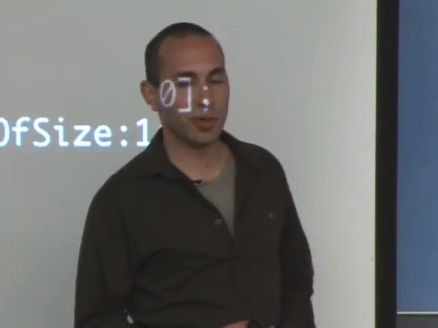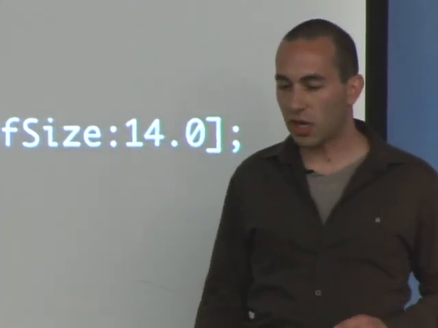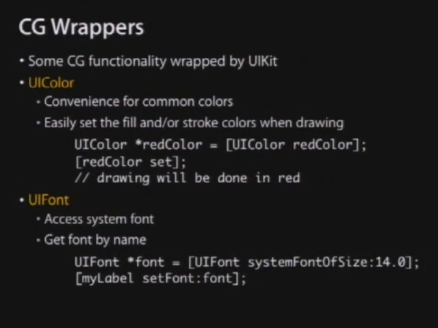So there's some CG wrappers inside of UIKit that are convenient. You may need to refer to some of these CG structures in your Cocoa world, putting them in arrays and stuff like that. The ones that are interesting are UIColor and UIFont. First, UIColor has a bunch of default methods. There's redColor, blueColor, blackColor, yellowColor. You can create UIColors with different RGB values. You can create colors with different alphas, stuff like that.